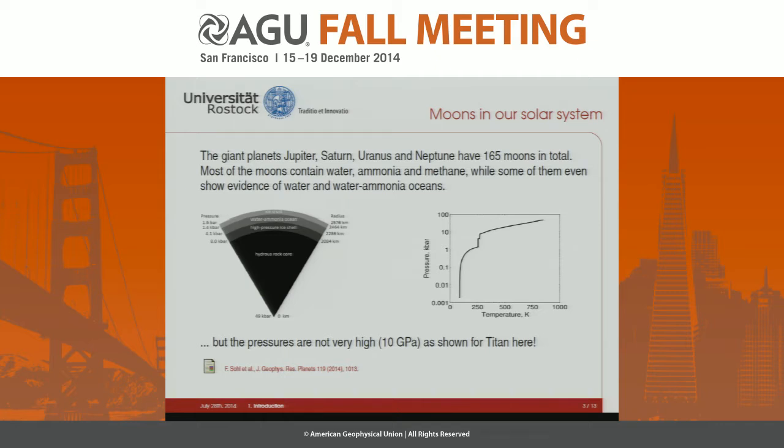If we look at Titan, the most recent model, on the left-hand side, was done by Frank Sohl and Frank Wagner from the DLR in Berlin. They are discussing this layered system for Titan. You have an icy crust made of water outside, then a liquid water-ammonia ocean, and then high-pressure ices. So in this system you find a real water-ammonia ocean, which is really interesting. But the pressures are only up to 100 kilobars, which is about 10 GPa. So this is not the state I'm mostly interested in.